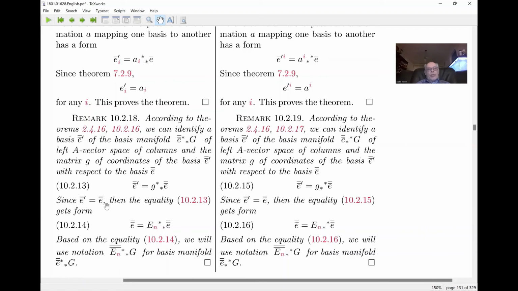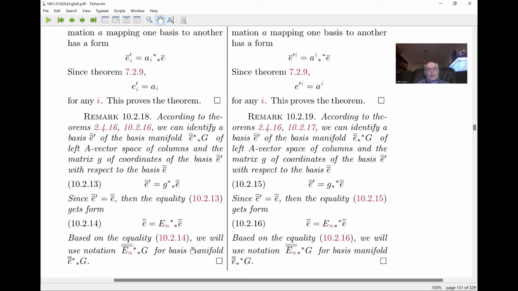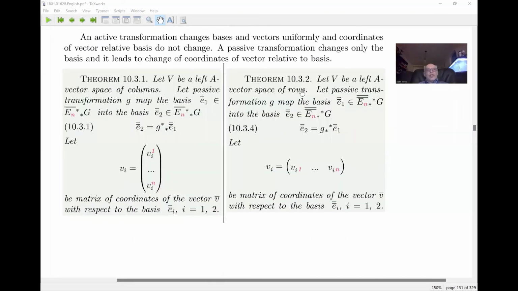Since E prime equal E, then equality 214 gets form 214. Based on equality 214, we'll use notation En CRG for basis manifold E CRG. An active transformation changes bases and vectors uniformly, and coordinates of vector relative bases do not change. A passive transformation changes only the basis, and it leads to change of coordinates of vector relative to basis.